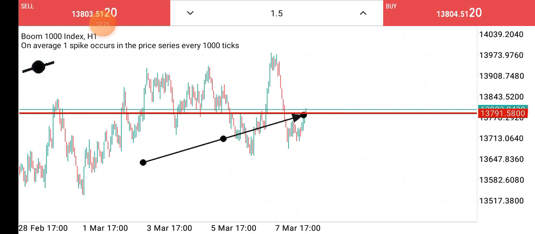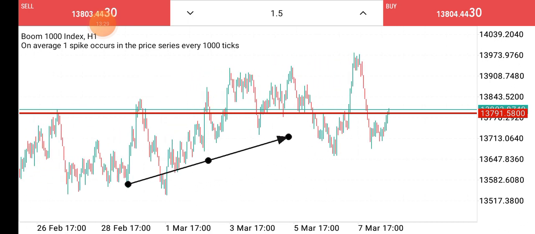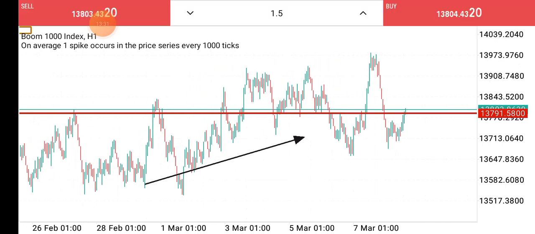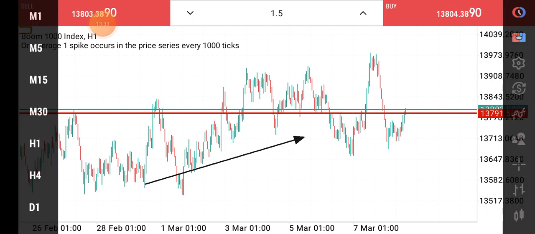The same thing happens if you are scalping. If you find an opportunity, let me go back to the 4 hourly time frame.